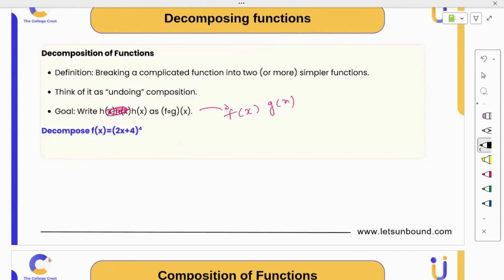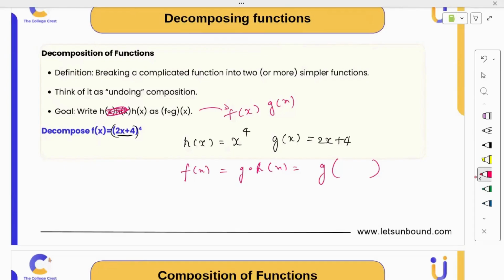One simple example for decomposing: this is a complicated function, (2x plus 4) to the power 4. Yes, this can be broken down into two functions. So let me name them h of x and g of x. The inside, let me name it g of x equals 2x plus 4. The outside is the whole thing to the power 4, so h of x is x to the power 4, which also has x as an input. Now, order is important. If you think f of x is g of h of x, first you will put h of x, x power 4. Then in the g function, you will replace x with x power 4. So 2x power 4 plus 4.